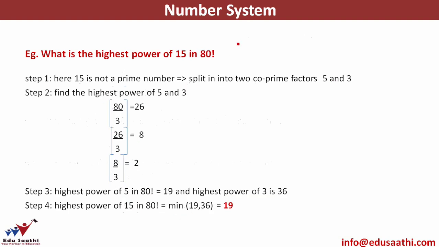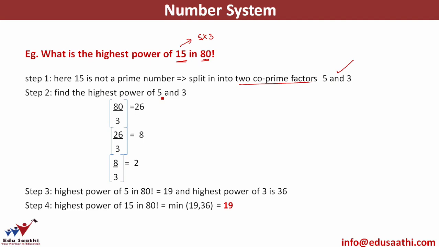Let's look at another question. The question is, what is the highest power of 15 in 80 factorial? Now 15 is not a prime number. I'll break 15 as 5 into 3. So I'll split it into 2 co-prime factors, 5 and 3.